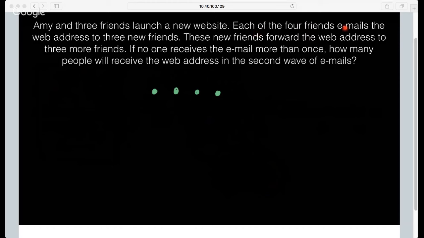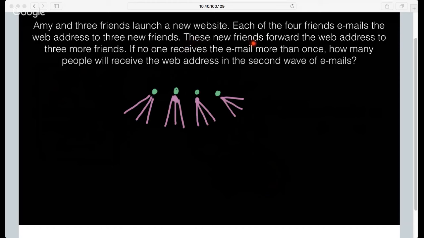Each of them emails the web address of their new website to 3 new friends. So that means Amy is going to email 3 people, and this person is going to email 3 people, and this person is going to email out to 3 people, and this person is going to email out to 3 people. Something like that, right? That was a really bad one. So they're emailing out. What else?